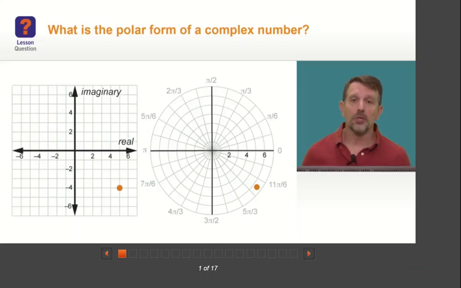And next, we'll look at how the rectangular form of a complex number can be transformed so that it can be graphed using a distance and angle measure. Let's take a look at how this works.